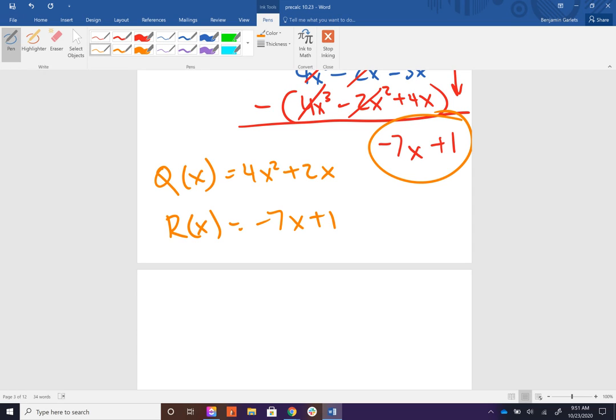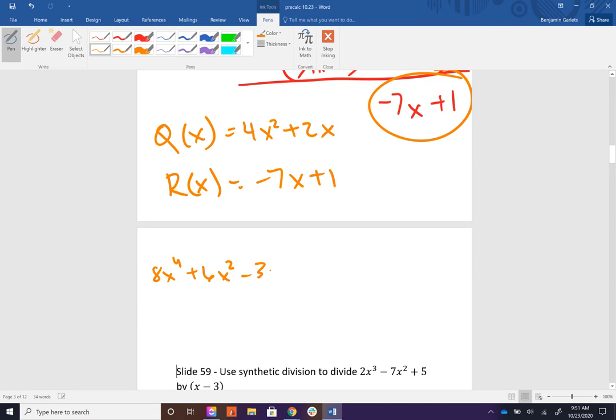So the division algorithm being p of x, so 8x to the fourth plus 6x squared minus 3x plus 1. And then we're setting that equal to d of x, the divisor, I'm going to run out of space, but that's okay, 2x squared minus x plus 2, times the quotient, add the remainder.